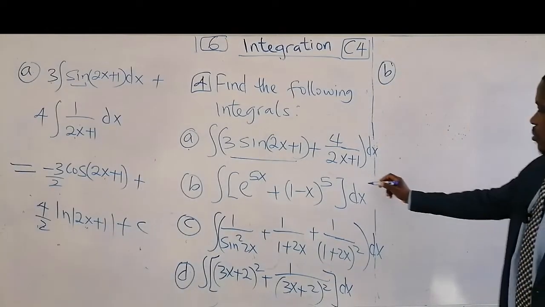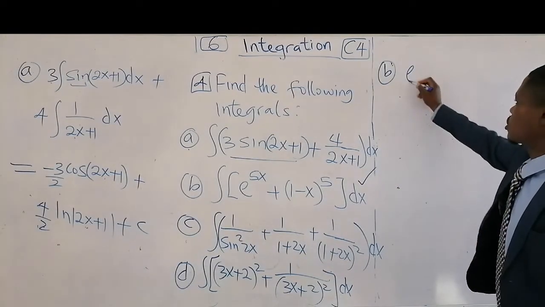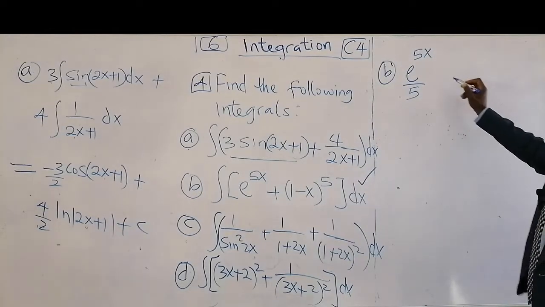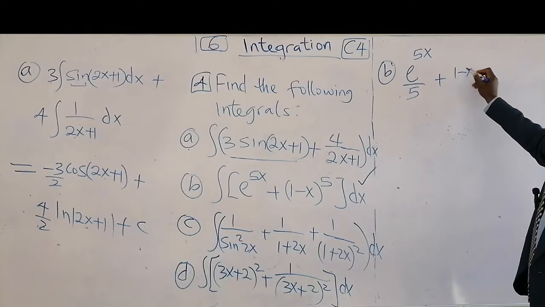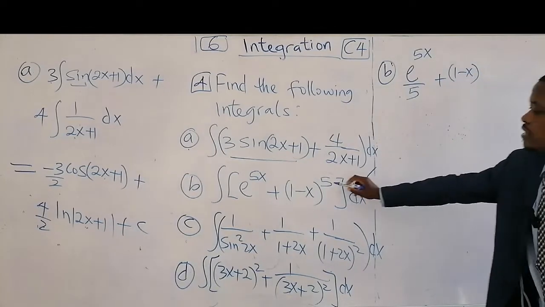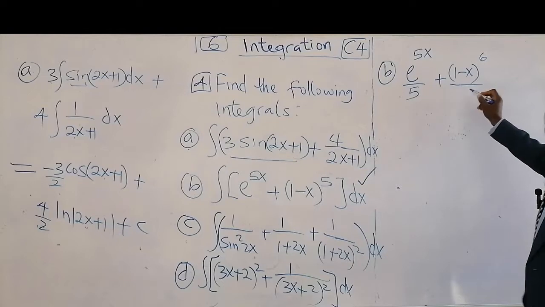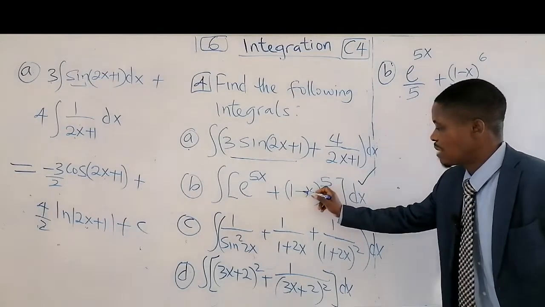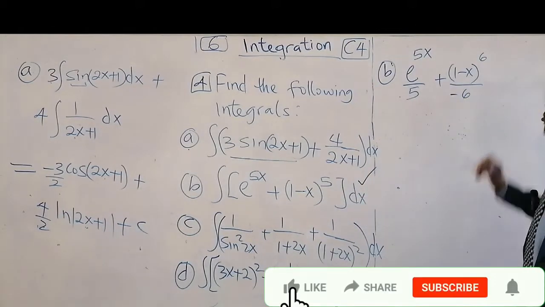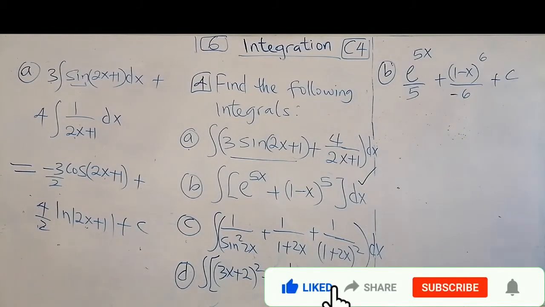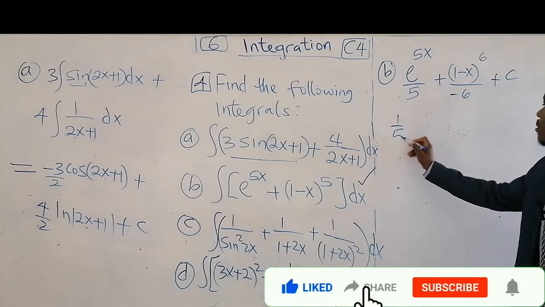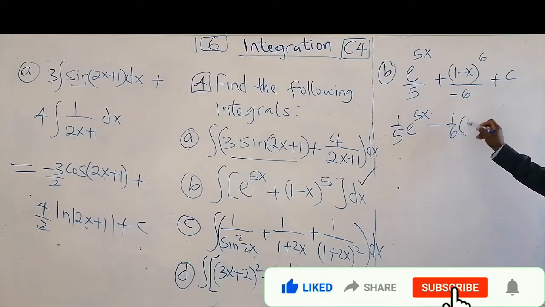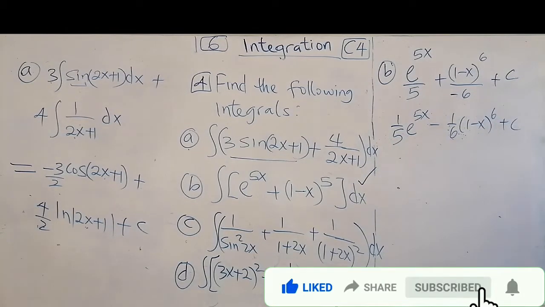For the b part, I'll do it straight away from here. So this will be e to the power 5x over 5. Then plus (1 - x) to the power 5 plus 1, that's 6, over 6. And don't forget, the attachment to this function is minus, so you divide by minus. That's all, plus c. So the final answer will be 1 over 5 e^(5x), then minus 1 over 6 (1 - x)^6, plus c.